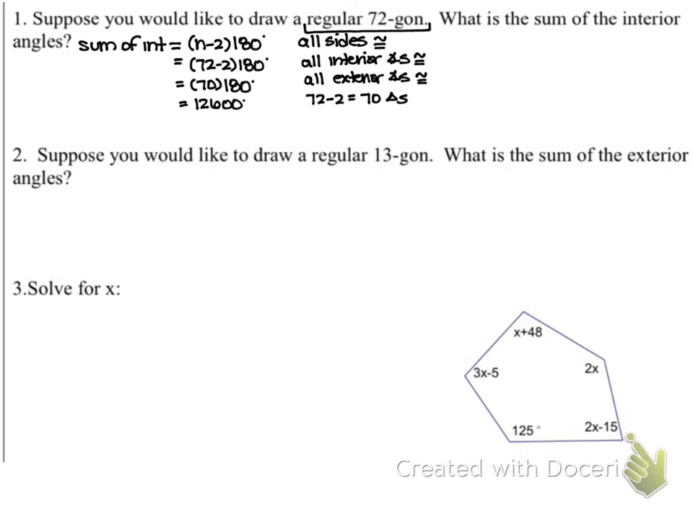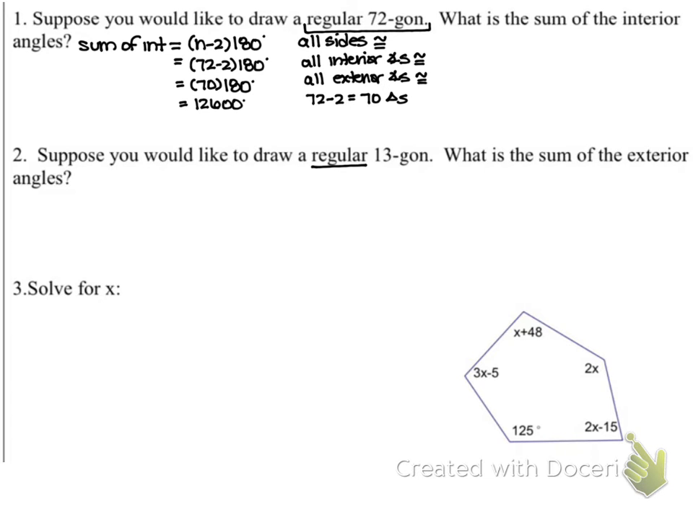Okay, number 2, suppose you would like to draw a regular 13-gon. It's regular again, so all sides are congruent, all interior angles are congruent, all exterior angles are congruent, and inside I can draw 11 triangles. So remember, you can't connect the two corners closest to you to actually make a triangle.